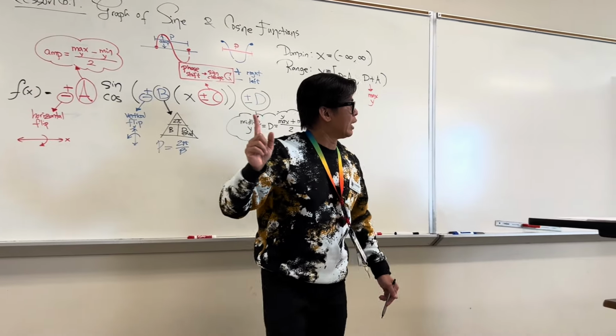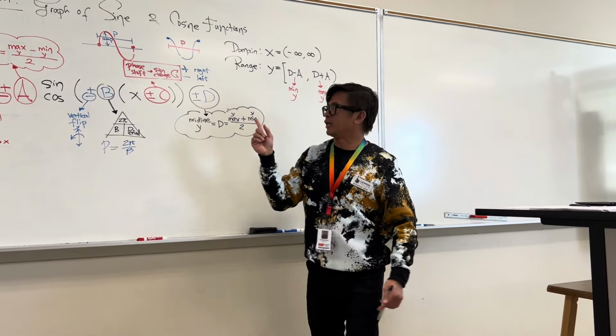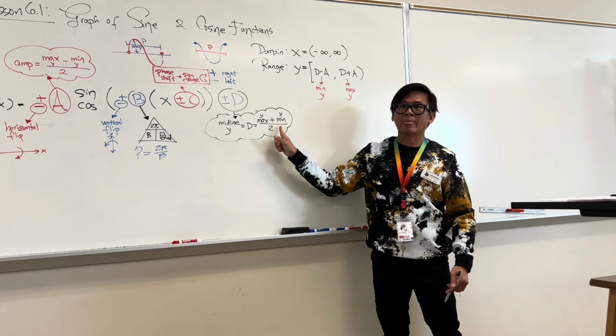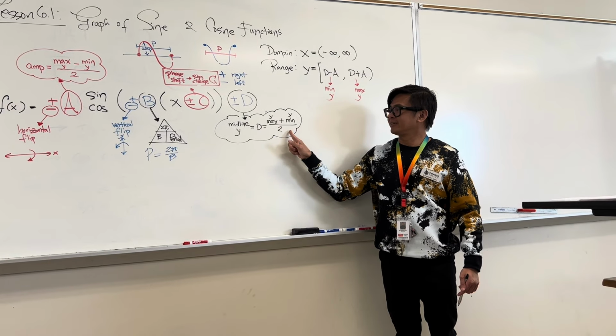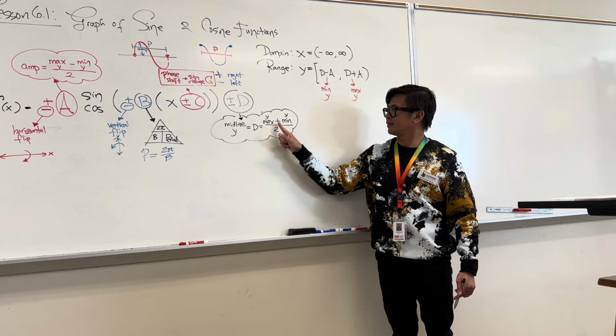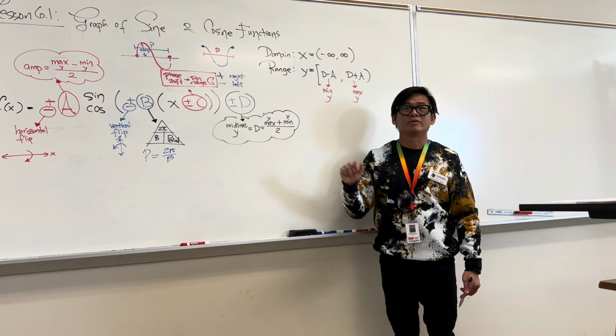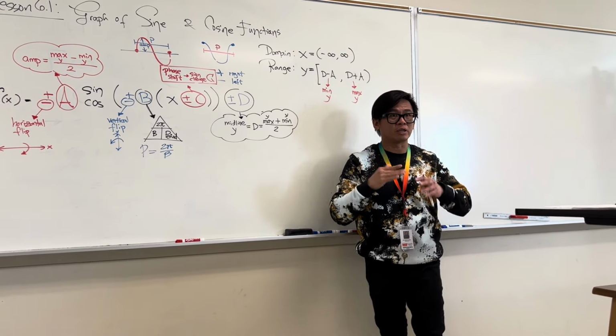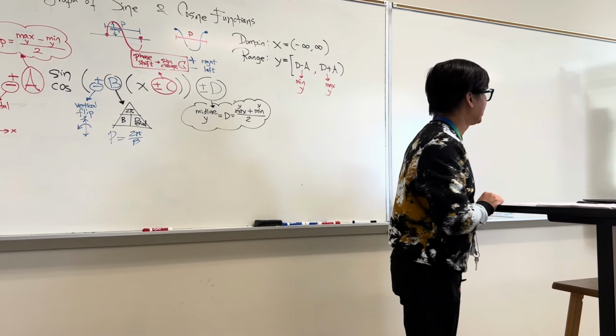Very good. Now, how do we get the midline? What do we do then? Maria, how to get the midline? You do max plus minimum divided by 2. Very good, right? So once you get the max and minimum, just get the average, you're gonna get the midline.